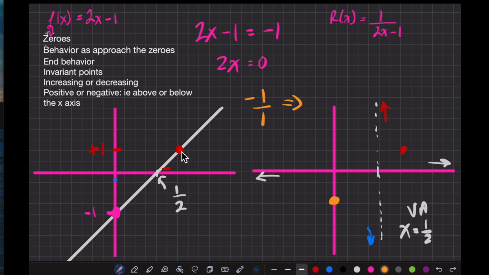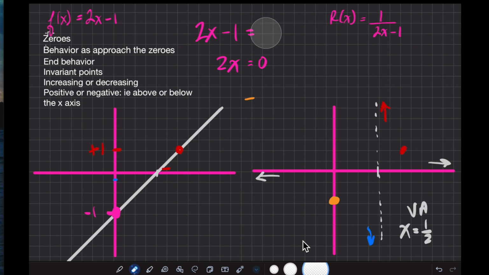Invariant points, where the original graph equals 1 and negative 1, whatever x values they are, they're going to be on the reciprocal graph. Okay, the next thing we're going to do is go ahead and sketch our graph at this point. And then we're going to cover the last two on the list.